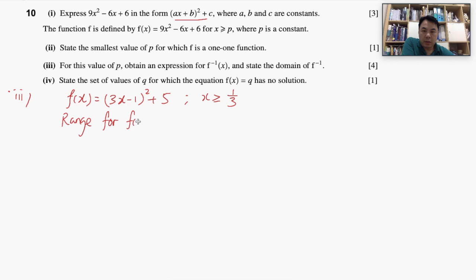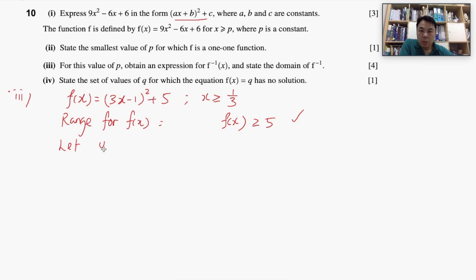for f(x), in this case, it will be greater than 5. So the range will be greater than 5. Okay, so the range is greater than 5. We will need this in a while. Okay, let me work out the inverse function.